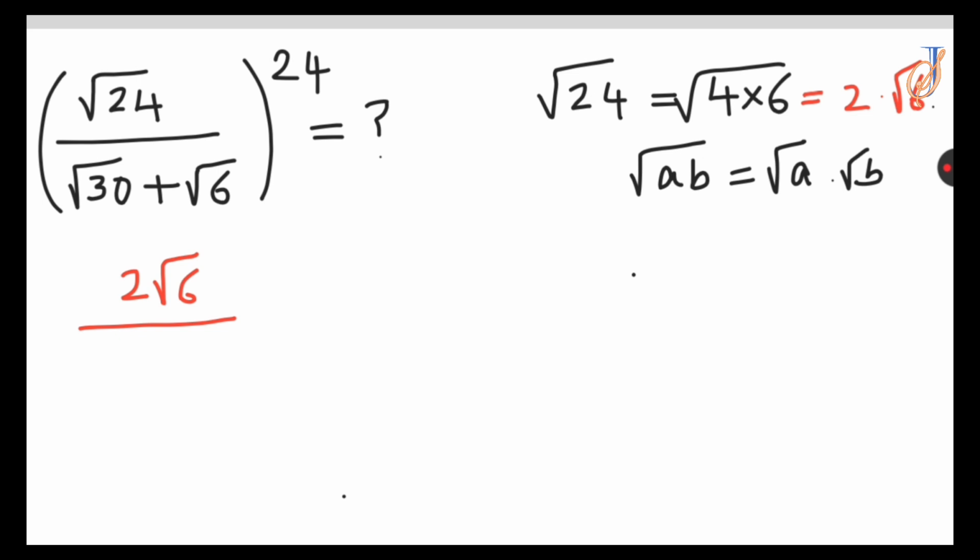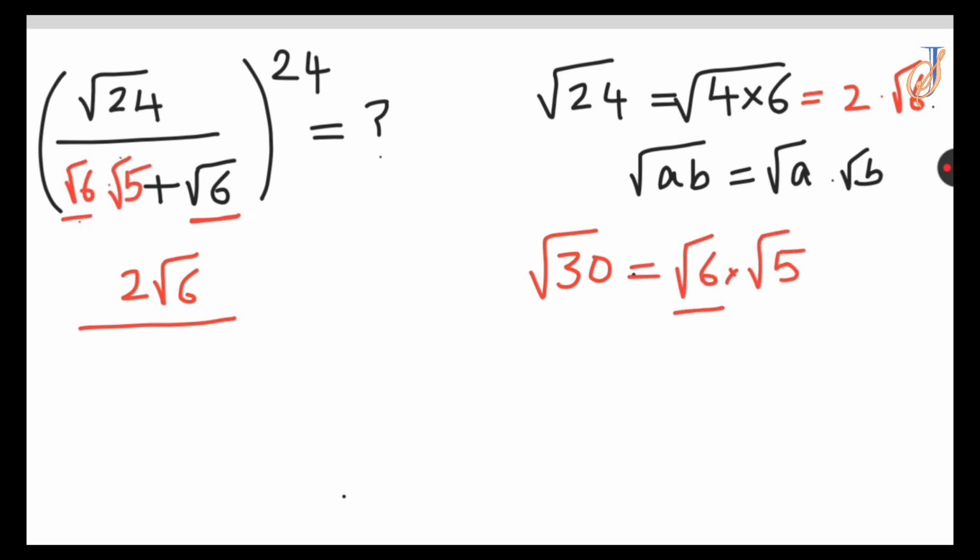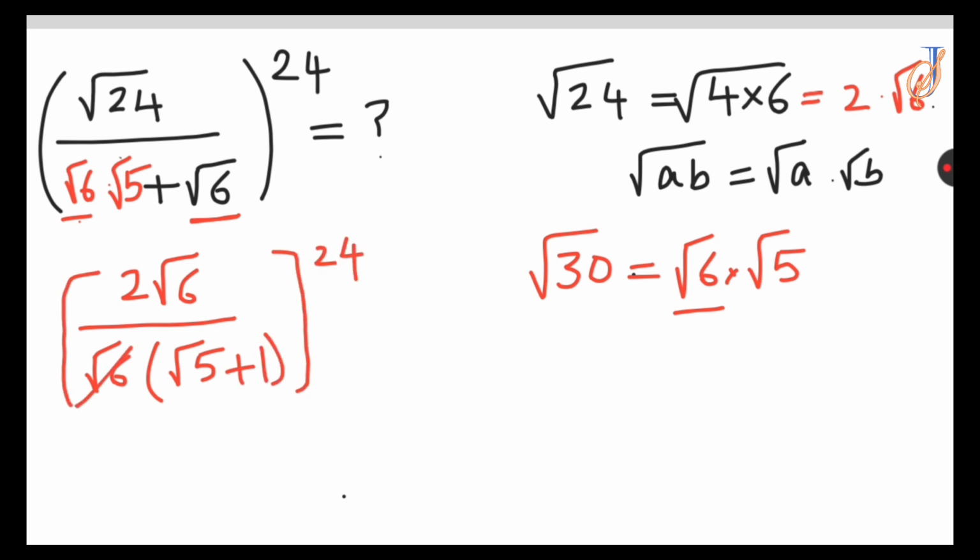At the denominator, we have square root of 6, and this square root of 30 also, we can write as square root of 6 times square root of 5. Here square root of 6 and here square root of 6, so let's take the square root of 6 as common. Then you are left with square root of 5 plus 1, and the square root of 6 in the numerator and denominator gets cancelled. So you are left with only 2 over root 5 plus 1 whole power 24.